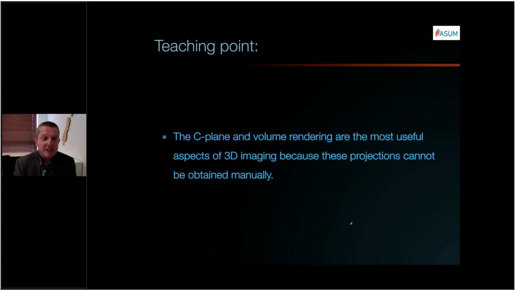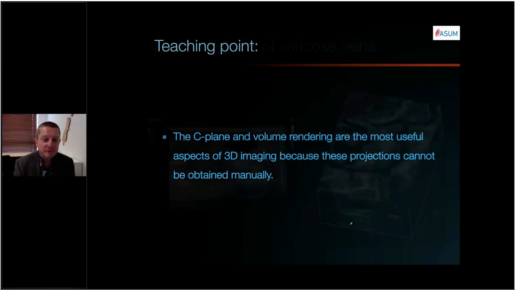Now, one of the important teaching points here is that the C-plane and volume rendering are the most useful aspects of 3D imaging, because these projections cannot be obtained manually. Sagittal and transverse projections are easy to do manually, so there's very little value in employing 3D imaging to do that. But the C-plane is not obtainable, and of course volume renderings are also not obtainable.